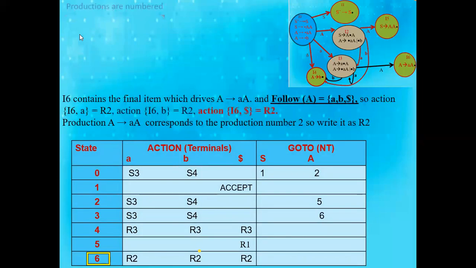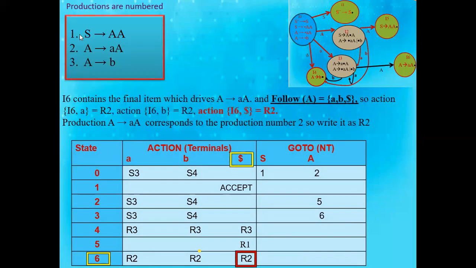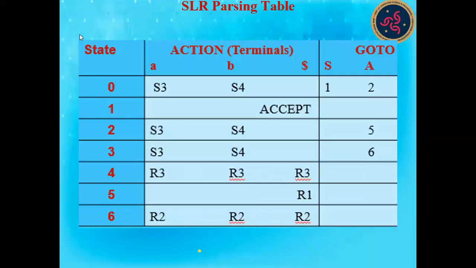So here, 6 and dollar symbol, again here it is R2. So finally we have constructed our SLR parsing table. Okay, so I hope it is clear. So this is the final parsing table.